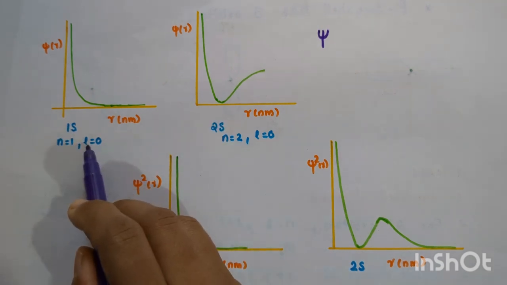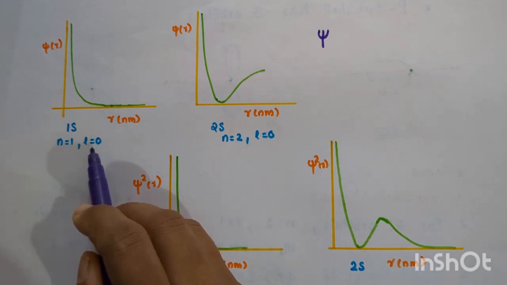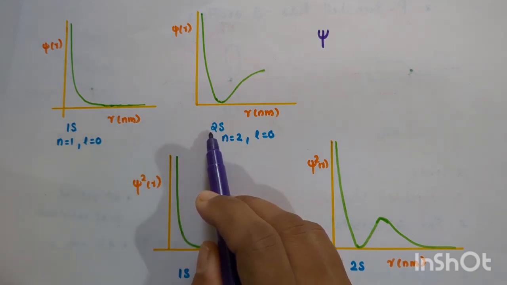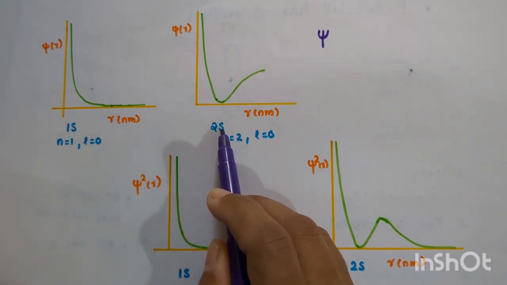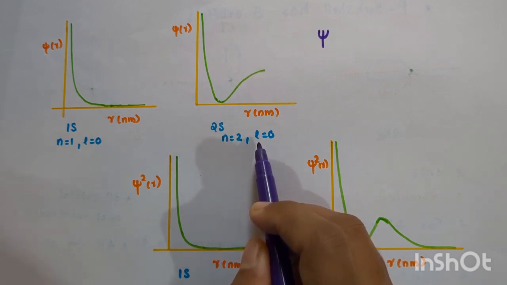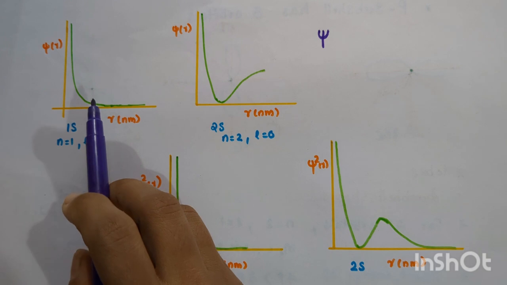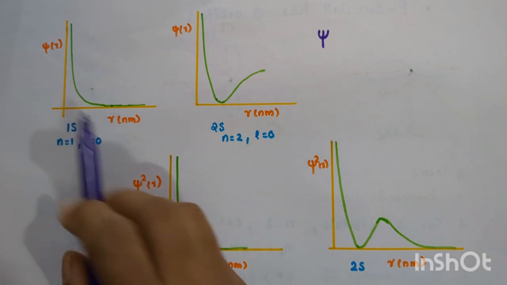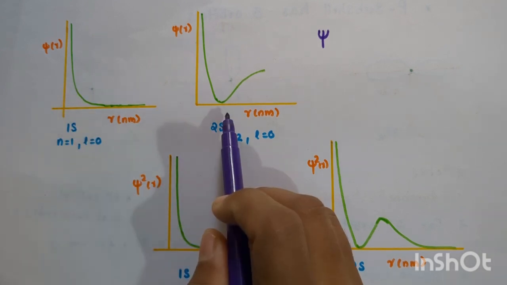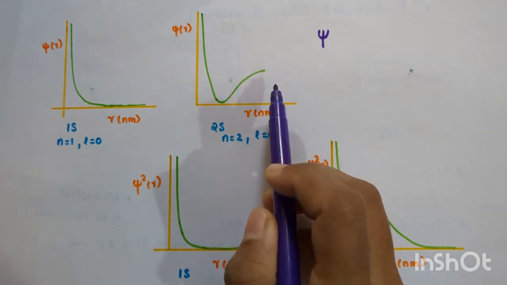For 1s orbital, principal quantum number n is 1. For s orbital, we know that azimuthal quantum number L is equal to 0. Similarly, for 2s orbital, n value is 2. This is s orbital too, so azimuthal quantum number L is equal to 0. So you see the plots of the wave functions as a function of r for 1s orbital and 2s orbital have different nature. It is not the same.